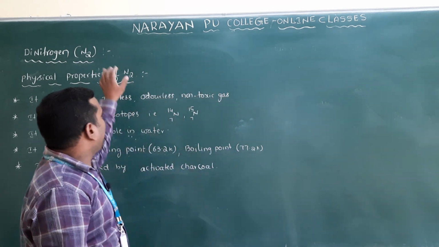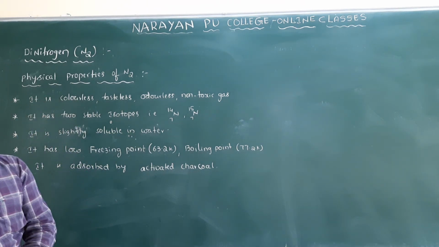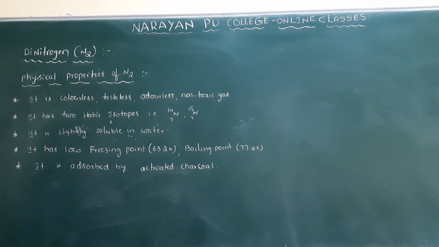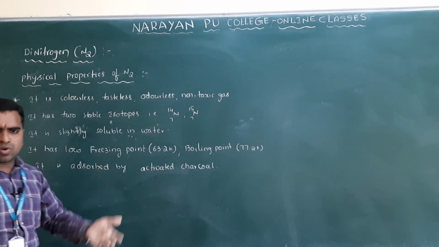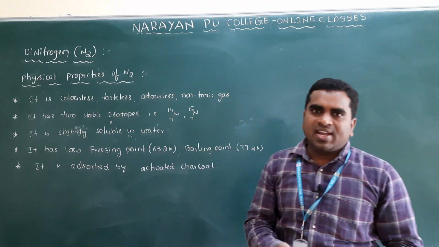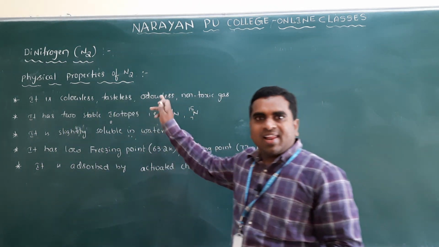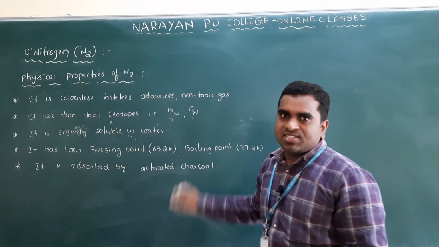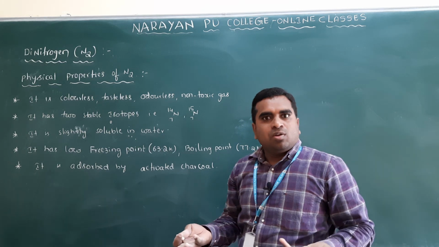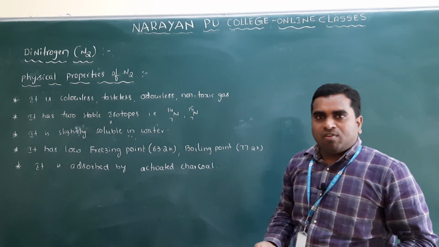Clear? So we have already discussed the preparation methods of dinitrogen. Now physical properties, clear? So what are the physical properties here? Nitrogen gas is colorless, tasteless, odorless and non-toxic. It is non-toxic, clear? Because it is available in the atmosphere. If it were toxic, we could not live on the earth, clear?